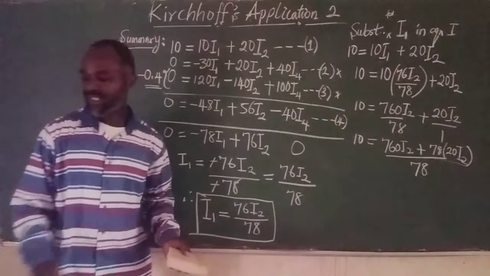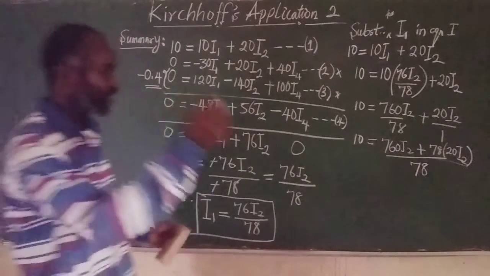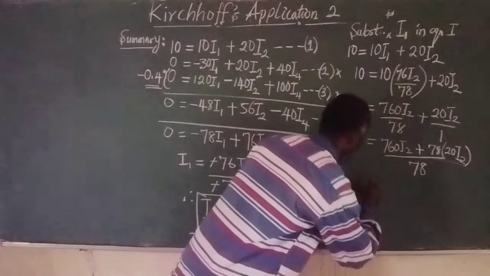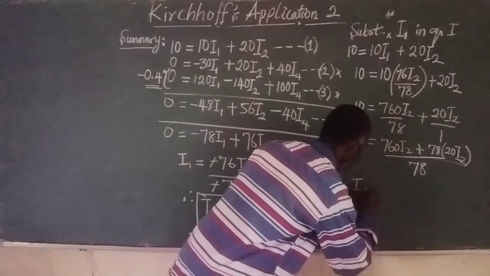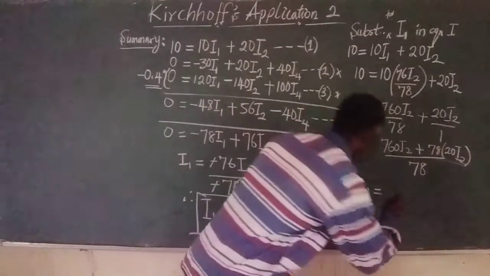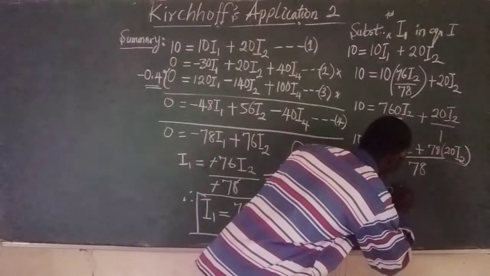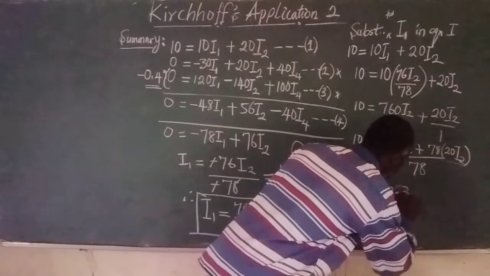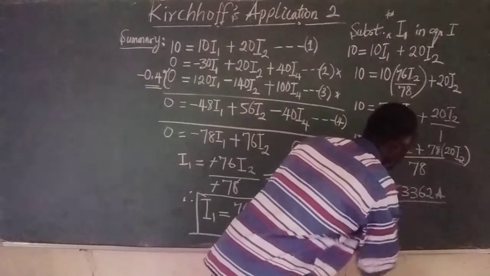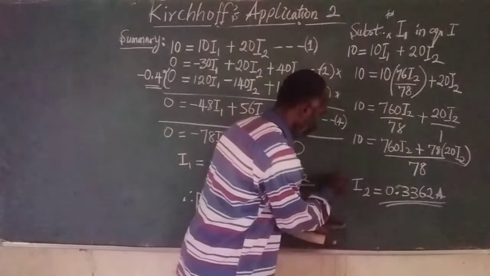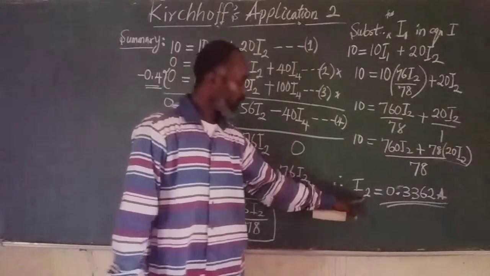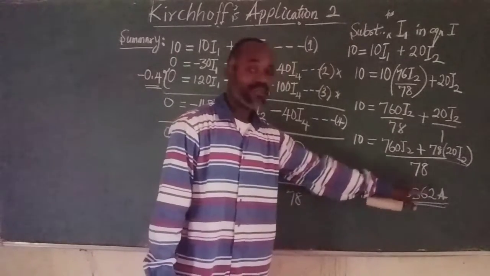However, if we succeed in further simplifying this, to avoid wasting time, the value of I2 is going to be 0.3362 amps. That's what it means. Therefore, the value of I2, that is current 2, is going to be 0.3362 amps.